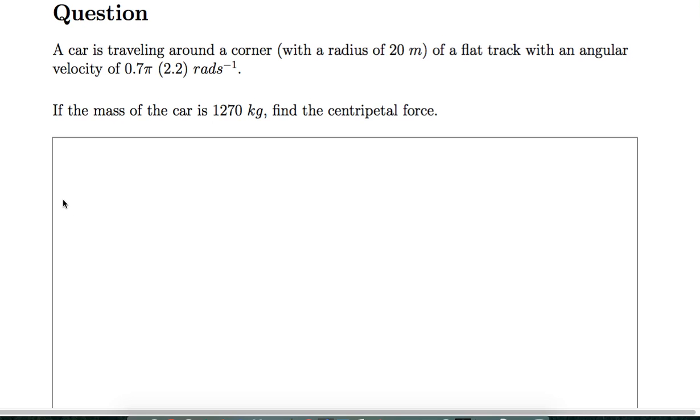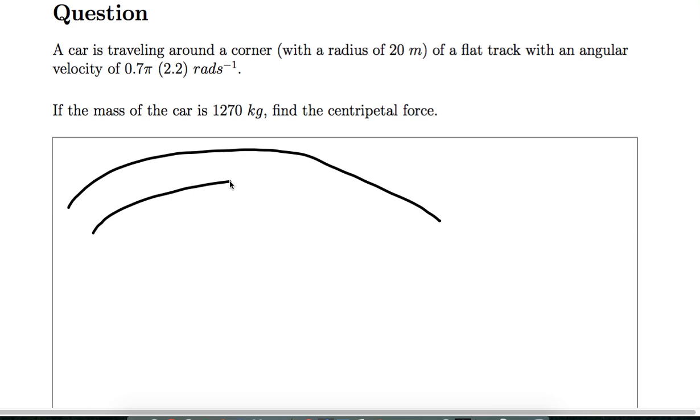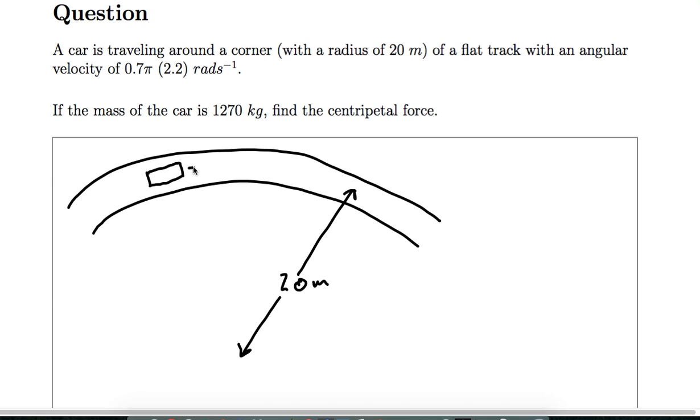So let's have a go at this example. We've got a circular track, or at least this section of it has a circular type of section with a radius of 20 meters. Okay, we know that we've got the car on the track going this way. We don't know its velocity v, so v is a question mark. R is 20 meters. M, the mass of the car, is 1270 kilograms.